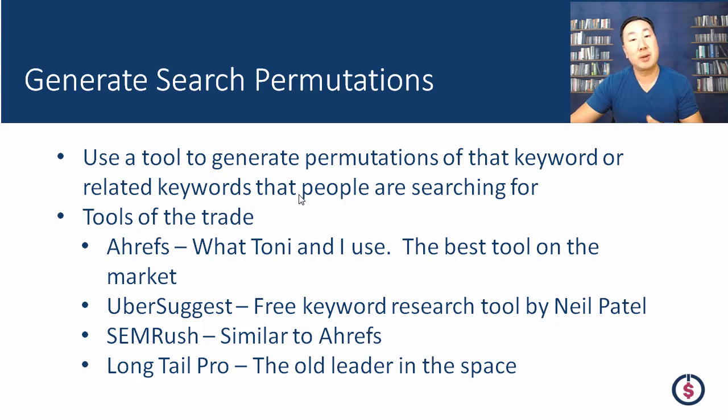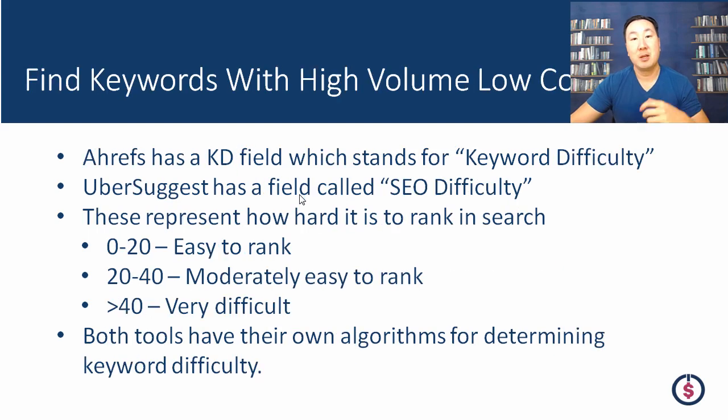There are another 2 tools that you might hear about, but we're not going to talk about them in the class: SEMrush, which is a paid tool that's similar to Ahrefs, and Longtail Pro, which used to be the leader in SEO research in the space. Once you've chosen whatever keyword tool you want to use, whether it be Ubersuggest or Ahrefs, the next step is to actually type that keyword into the tool and see what it spits out.